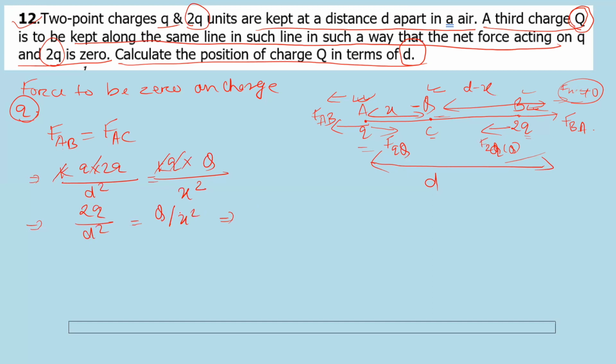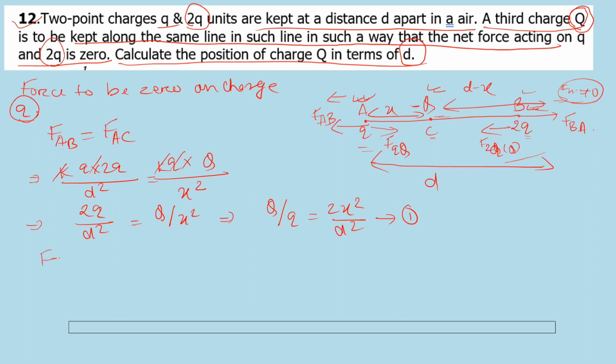In turn, bring the charges on one side. You can write capital Q on this side and small q on this side. It is equal to 2x square by D square. This is how you can write. So this is your equation 1.